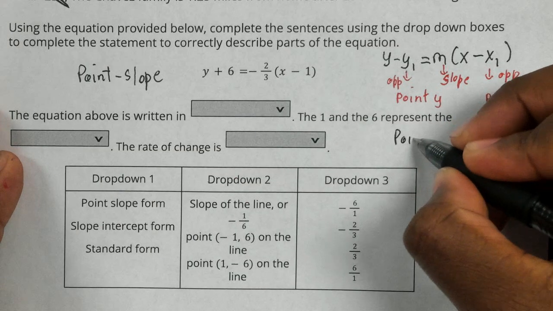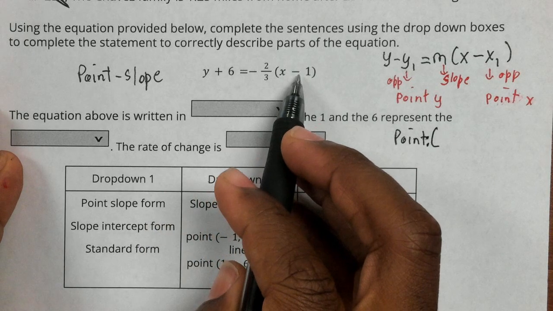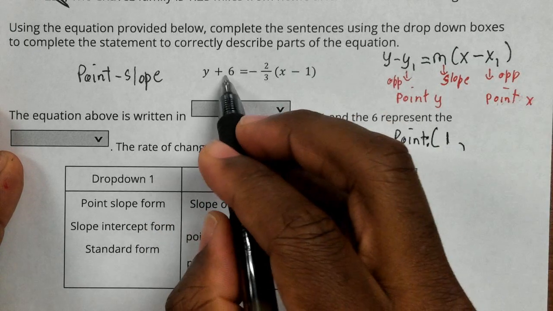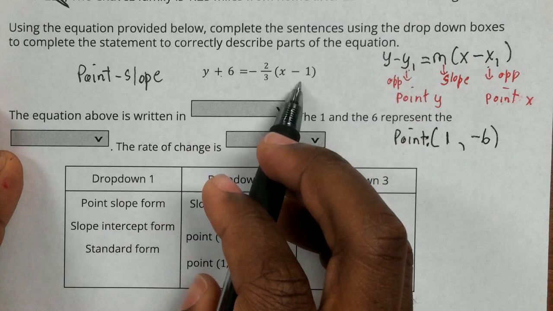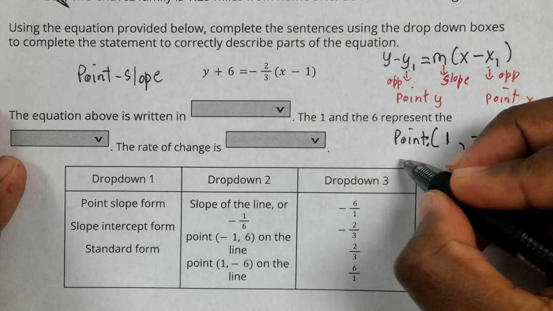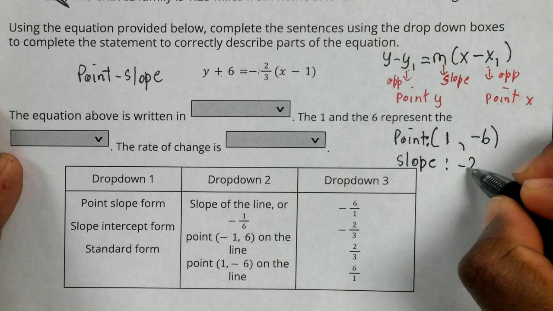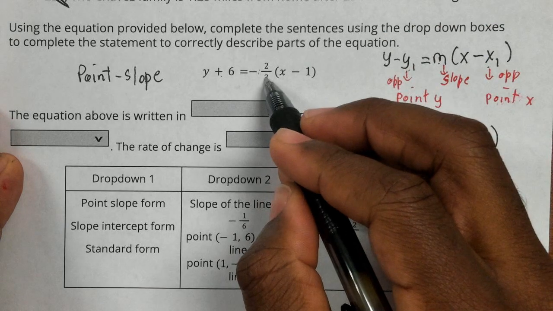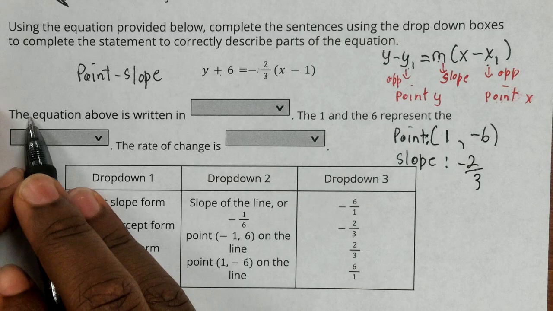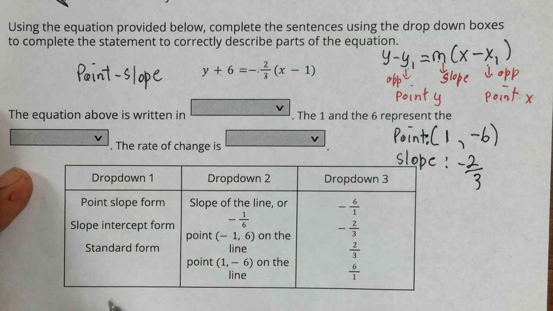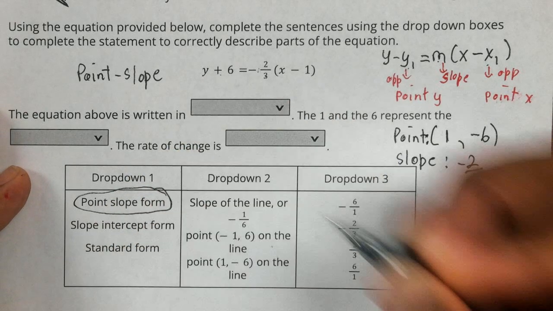So the point, okay, will be the opposite of this x value, positive 1, opposite of this y value, negative 6. So it's always x and then y, all right? And then the slope was this right here, negative 2/3, because again, that's my slope, this number right here, okay? So all I gotta do now is fill out this drop box. The equation above is written in what form? Point slope, slope intercept, or standard? Well, it's represented in point slope.